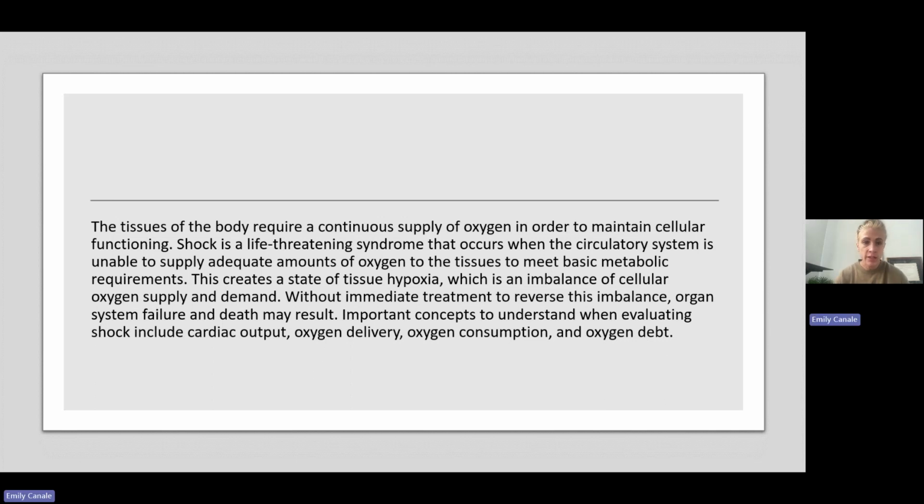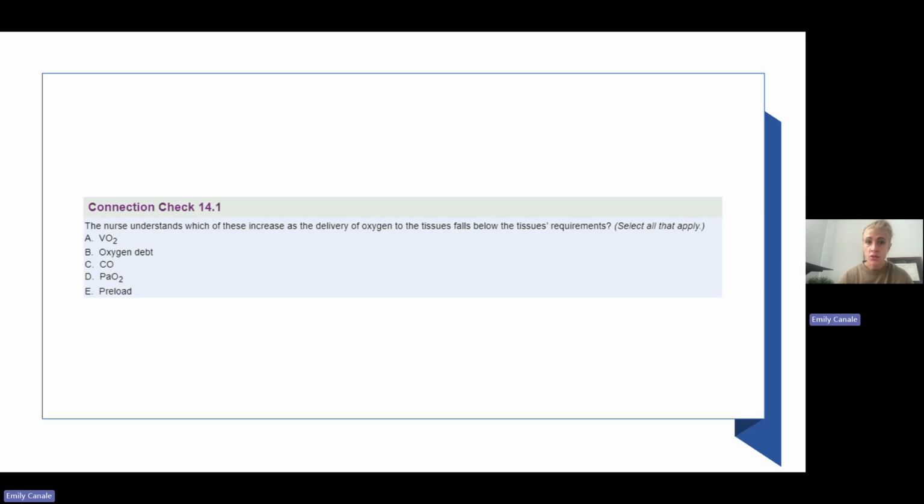I have included questions throughout the PowerPoint. These are the connection checks that are actually directly in your book. So I encourage you to take a second and try and answer this. The question is, the nurse understands which of these increases as the delivery of oxygen to the tissues falls below the tissue's requirements. Write this down, see if you can answer this, and the answers are in the back of your book. So I want you to try and check continuously, take a break and try and answer these as we go.